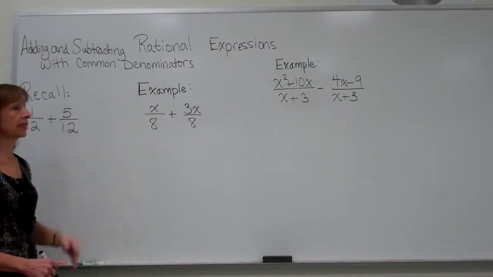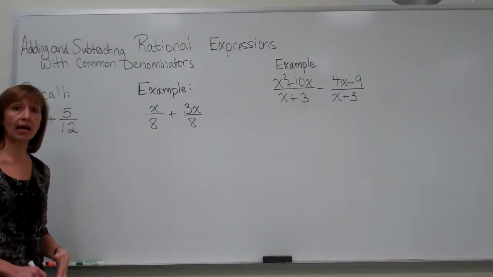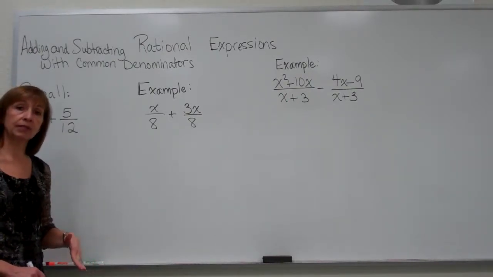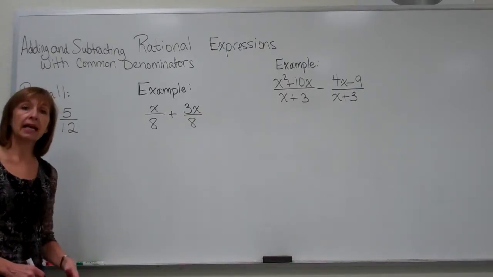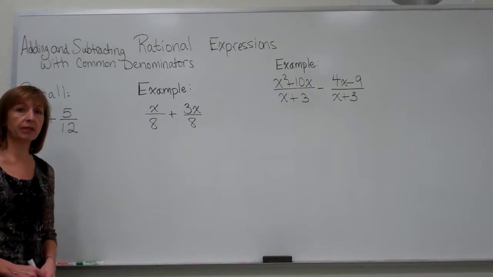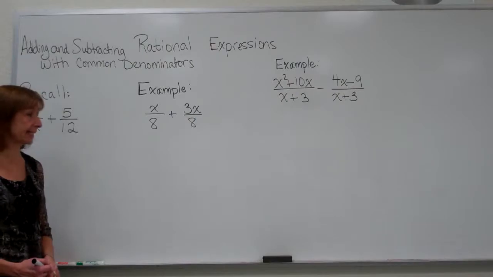A different segment later on will talk about how to add and subtract rational expressions that do not have a common denominator, how you need to find out what the lowest common denominator for those problems would be, and to build to get common denominators. But here, let's look at the type of problems where the common denominator already exists.